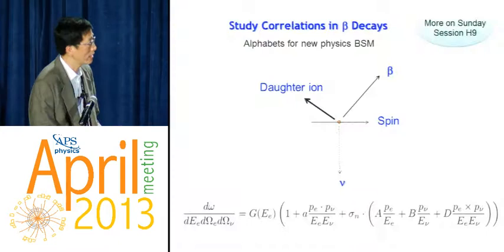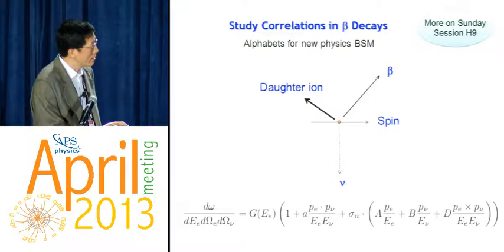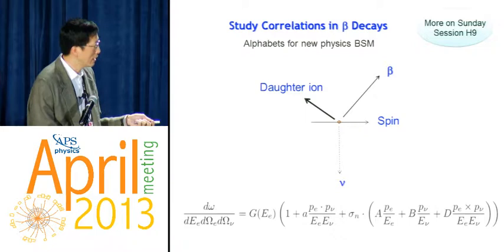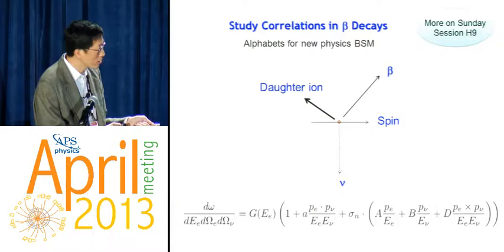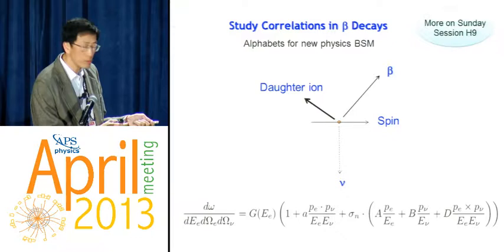And the beta decay rate follows this expression right here. This first term describes the beta decay rate, so the lifetime of the beta decay. But there are also all kinds of correlations. Let me mention a few. There's a correlation between the momentum of the beta and the momentum of the neutrinos. There's a beta-neutrino correlation, and the coefficient is the little a.